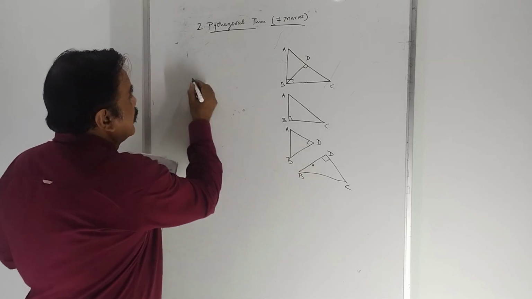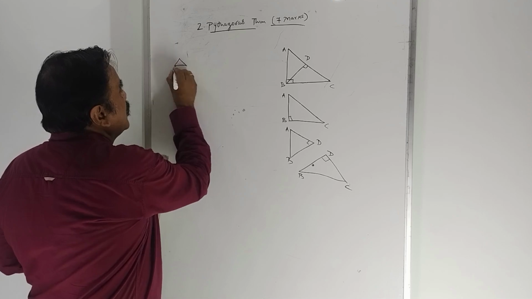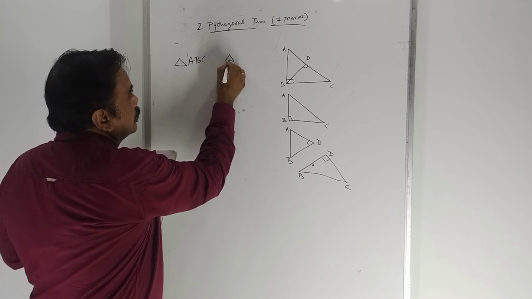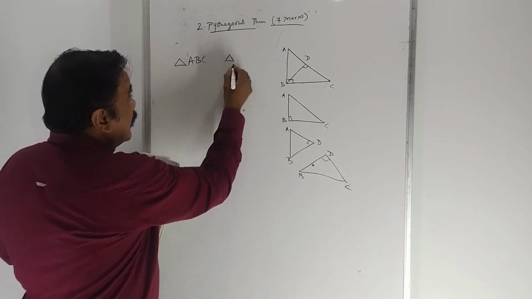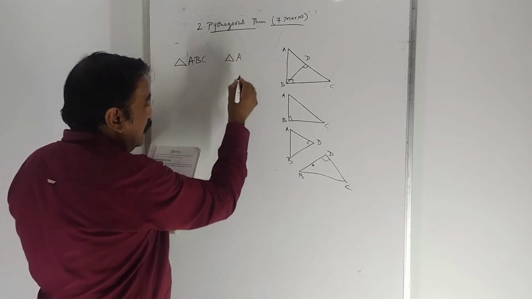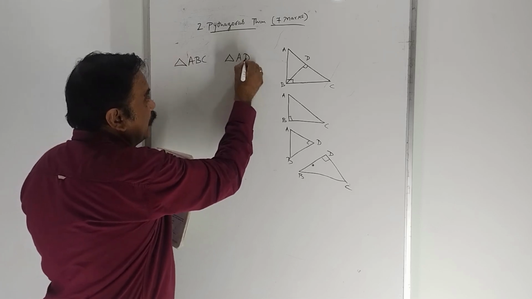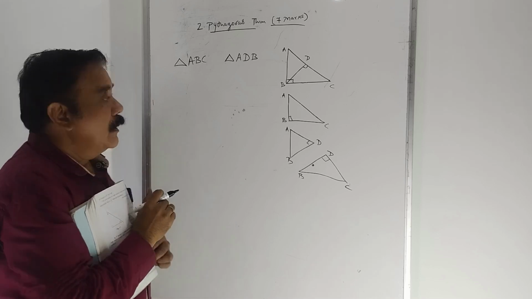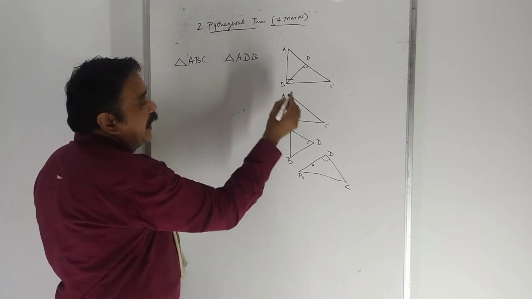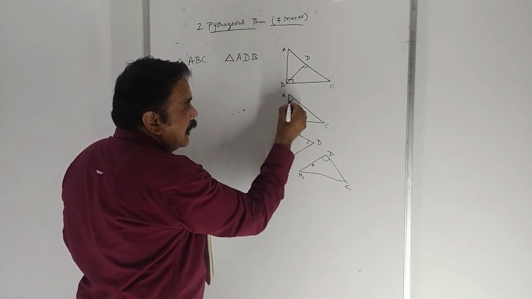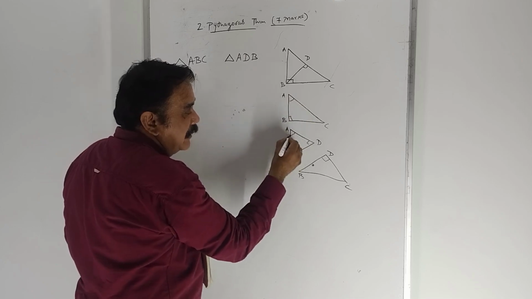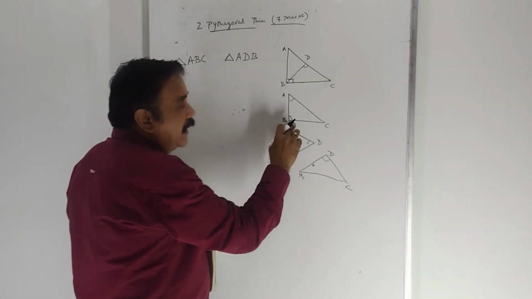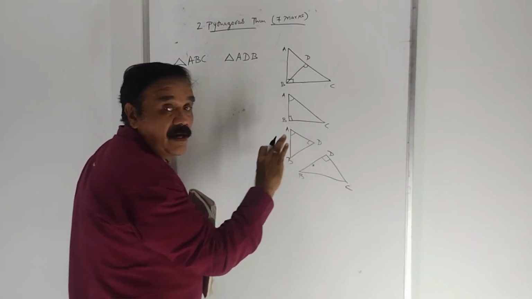Now it's very simple. See here, if I take triangle ABC and, what will I take? I'll take triangle ADB. Now why have I taken ADB? See here how to take this. That is also very important. Now here you see angle A in this triangle and angle A in this triangle, they are congruent. Next, angle B and angle D, they are congruent.